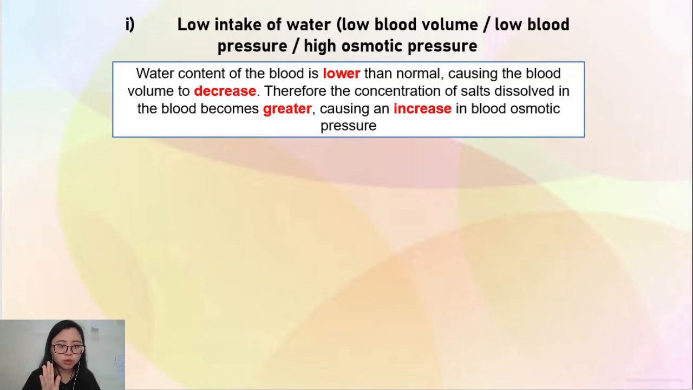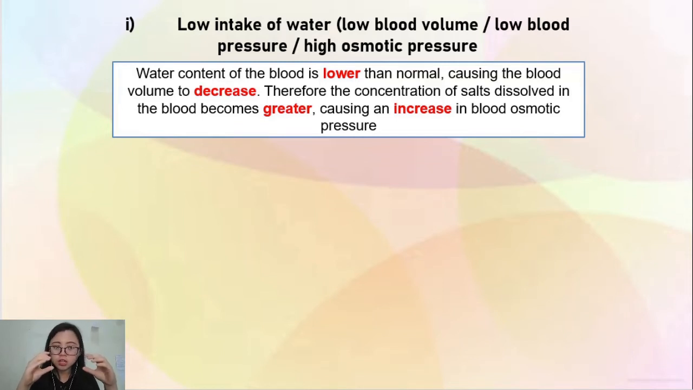In case you're having trouble with this sentence, I'll try to explain it one by one, ya. Bila kandungan air dalam darah kita kurang daripada normal, ini akan menyebabkan volume darah untuk mengurang. Kemudian, sebab kandungan air kurang, tapi kandungan garam masih sama. In a way, darah kita makin pekat.